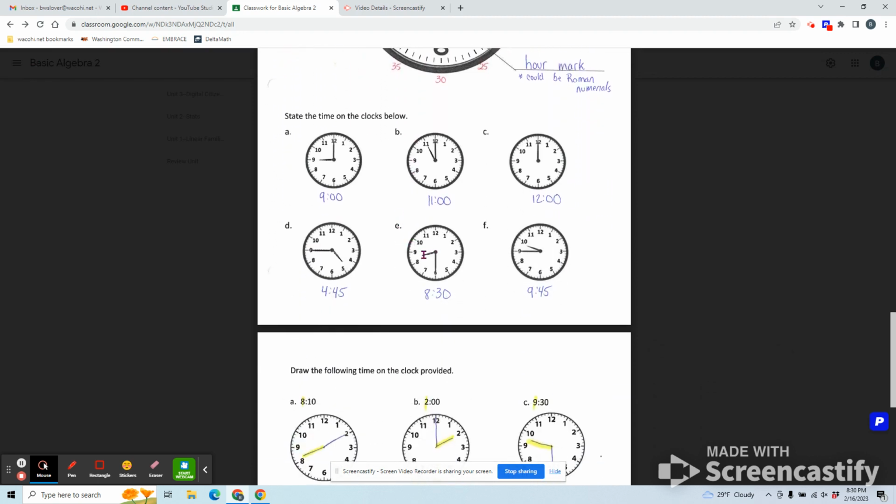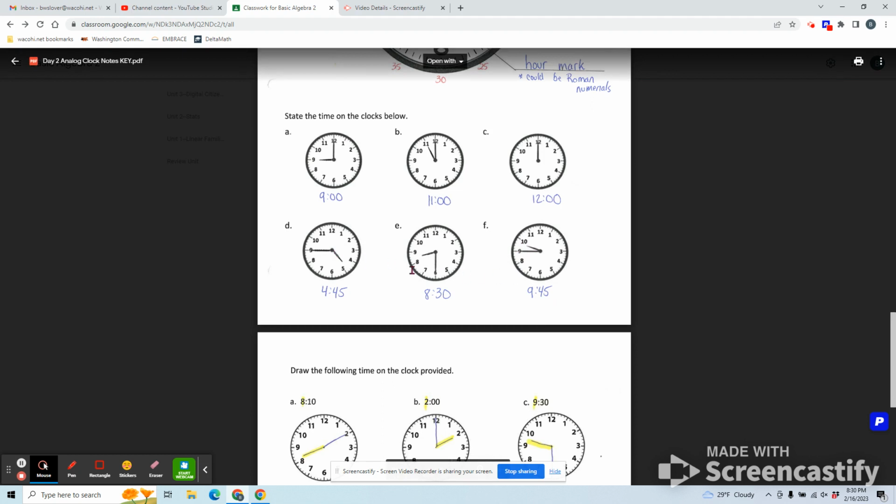Letter E. So the hour hand is partway between the 8 and the 9. So that means it's 8, and then the minute hand's pointing to the 6, makes it 8:30. This is almost at 10, but it's not at 10, so that means it's 9 something, and then the minute hand is pointing to the 9, so 9:45.